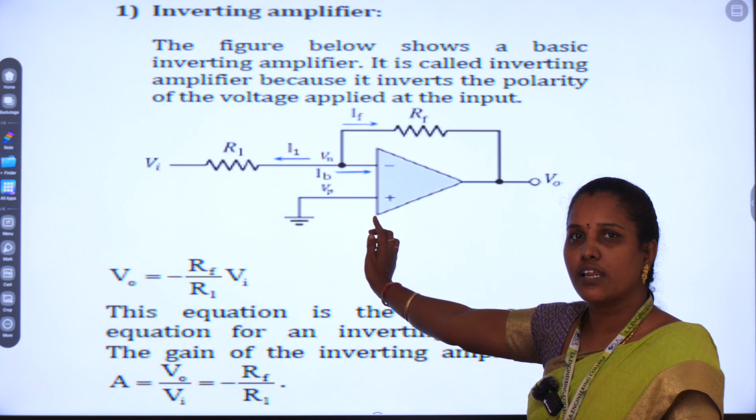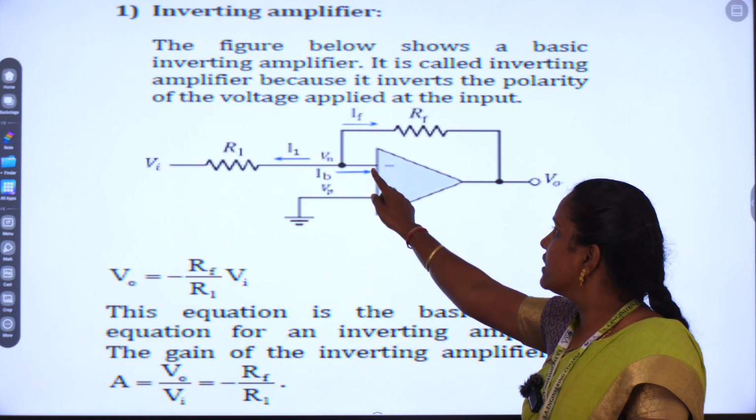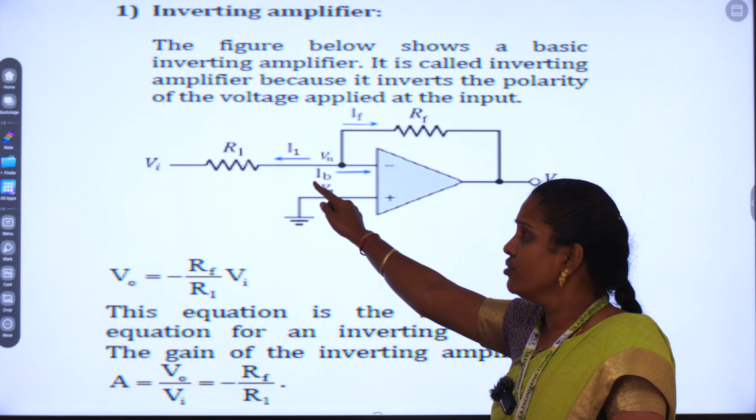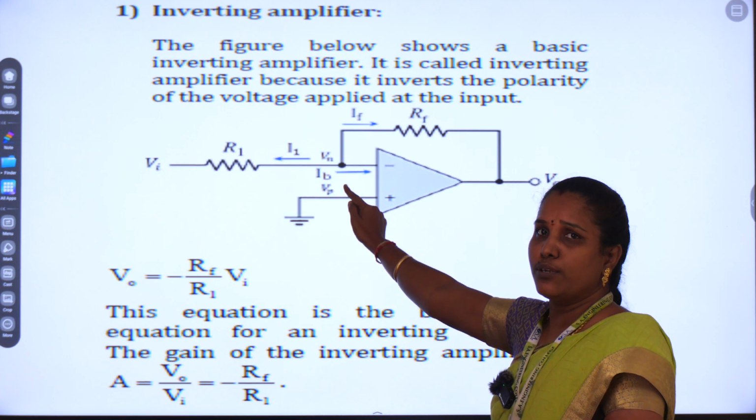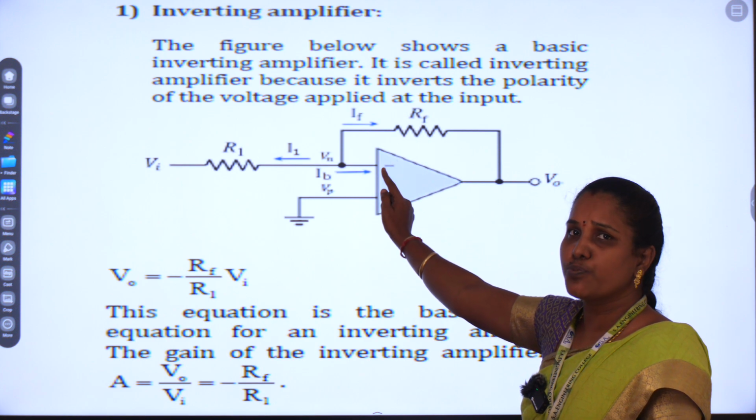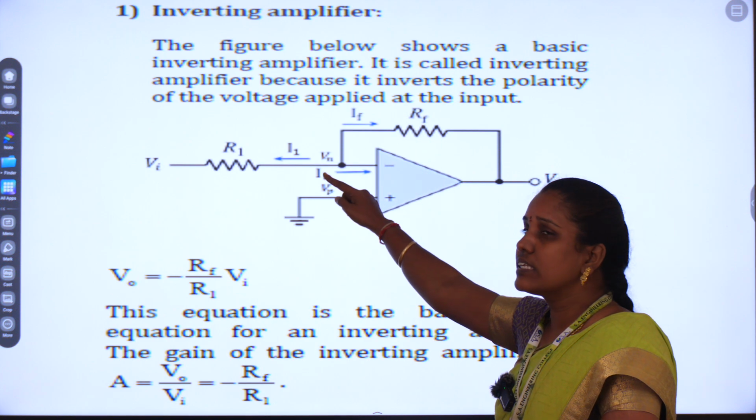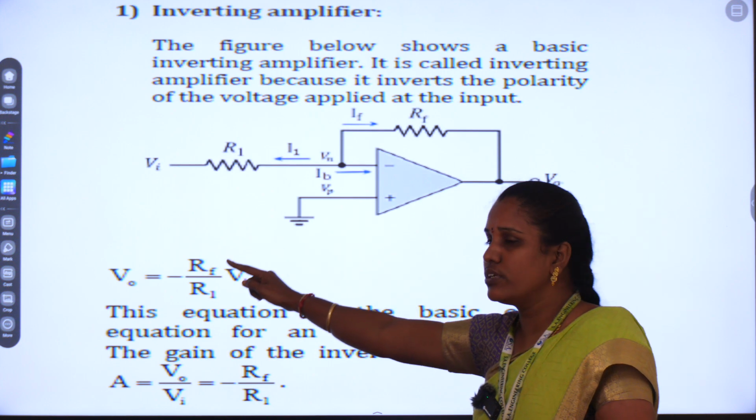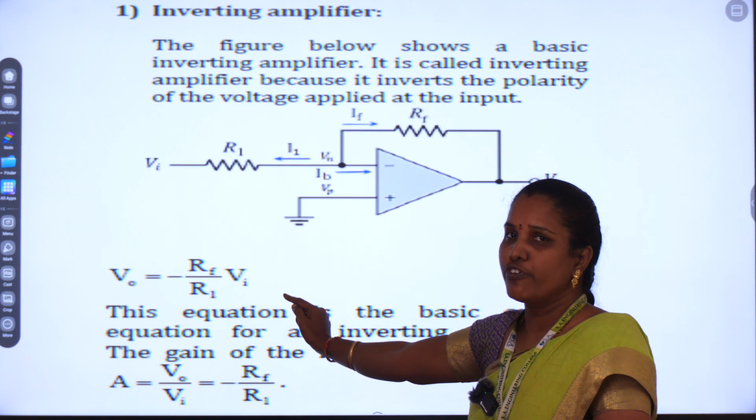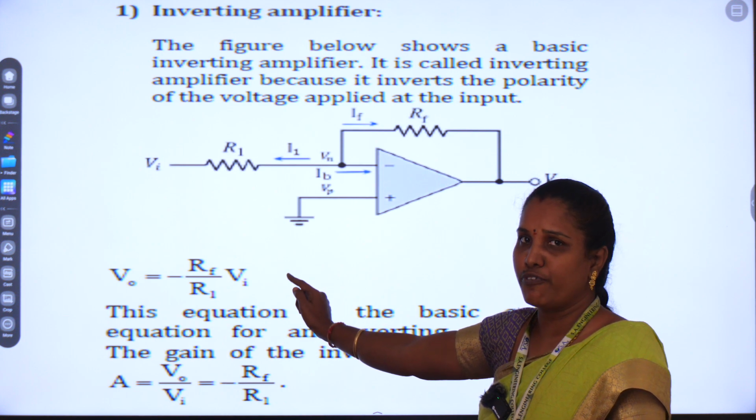In an ideal operational amplifier, we can assume that the voltage at this node point is 0. So the input current flowing to that input terminal and the feedback current are the same. That is the first thing we assume. Based on this calculation, the output voltage is minus RF by R1 into VI. So this is the inverting amplifier.